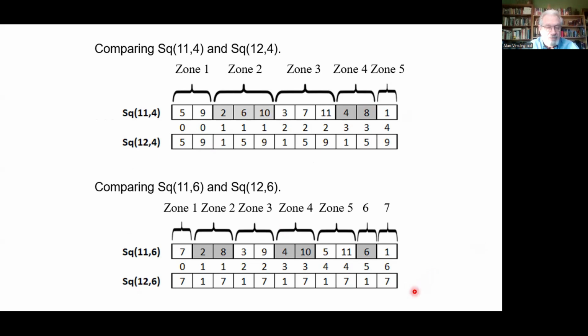And notice this bottom one here. We're going from row 6, and so we subtract 1 less than the zone number from each of the zones, and then subtract that from the member values for square of 11 on the 6th row. We actually get this repeating pattern of 7, 1, 7, 1, 7, 1, 7, 1, 7, 1, 7.